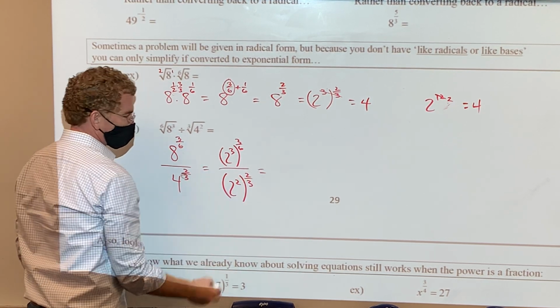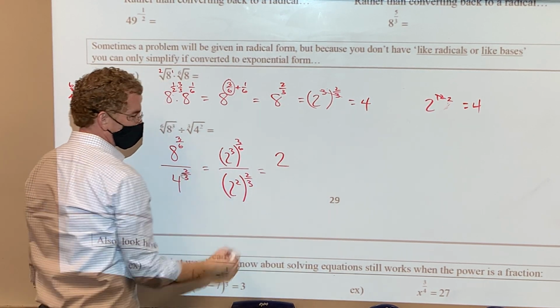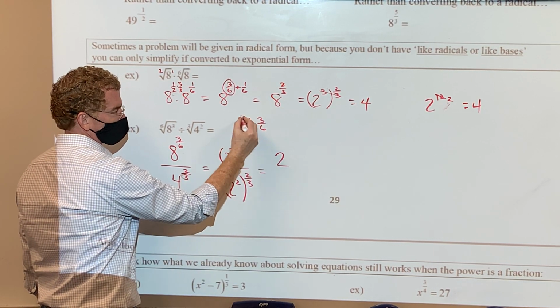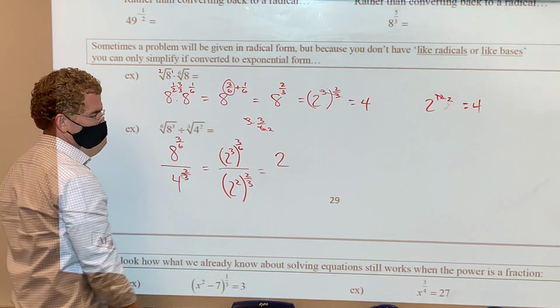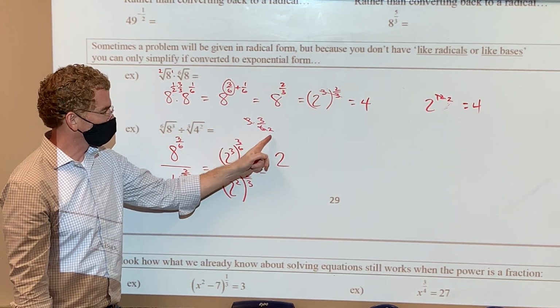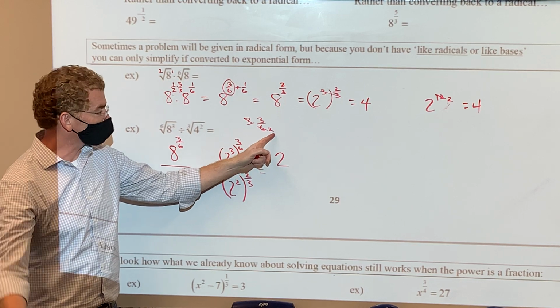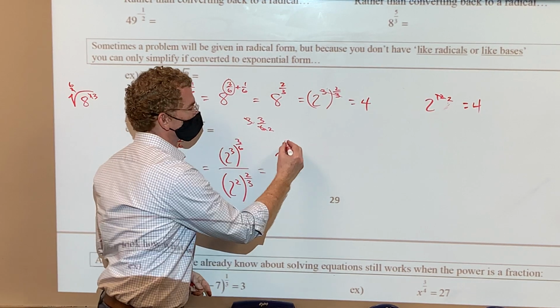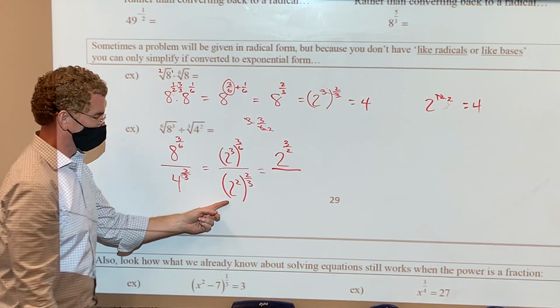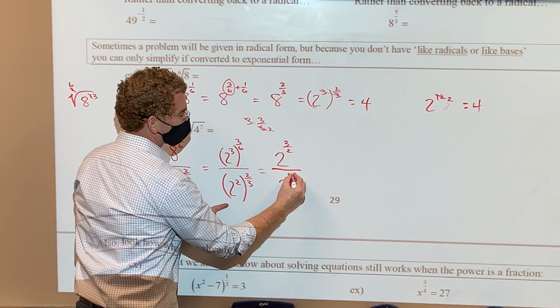So I get 2 to the what? 3 times 3 sixths. Hold on, 3 times 3 sixths, so 2 to the 9 over 6. Yes, or 3 halves, but 9 over 6 is fine. And then on the bottom, what do I have? 2 to the 4 thirds.